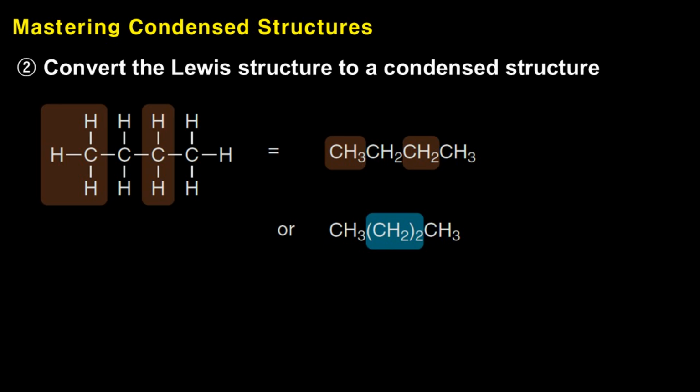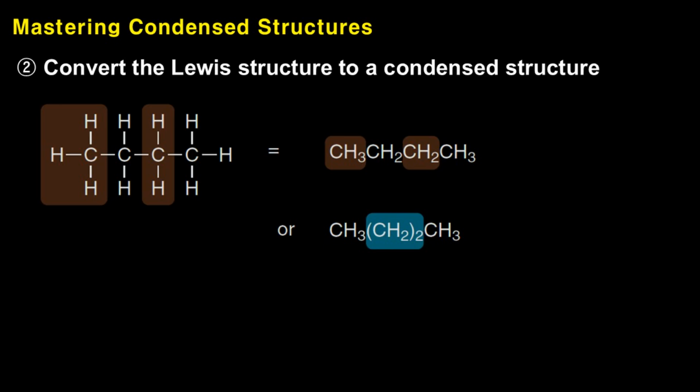Let's look at how to convert Lewis structures into condensed structures, using a few examples. Take n-butane, for instance. That's C4H10. In its Lewis structure, we draw out all the bonds explicitly, showing every single hydrogen connected to each carbon. But in condensed form, it's written like this: CH3, CH2, CH2, CH3. Here, each carbon is written together with the hydrogen atoms that are attached to it.